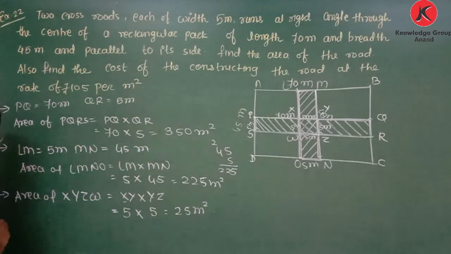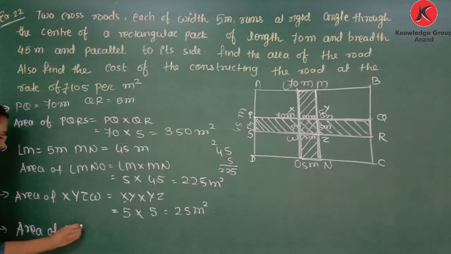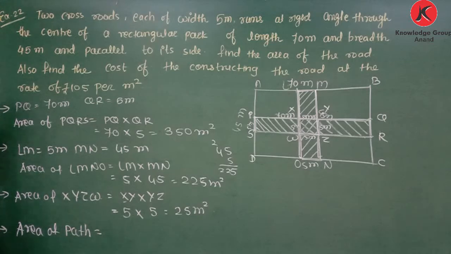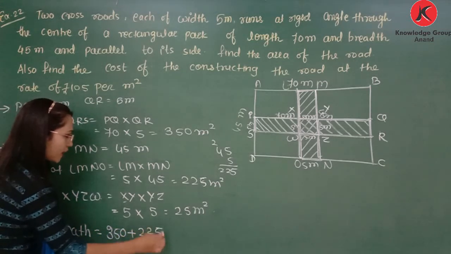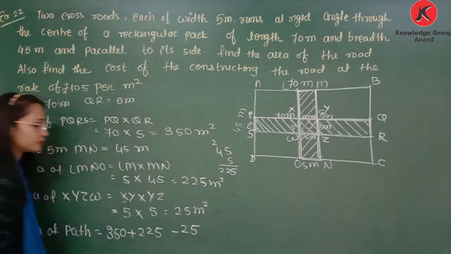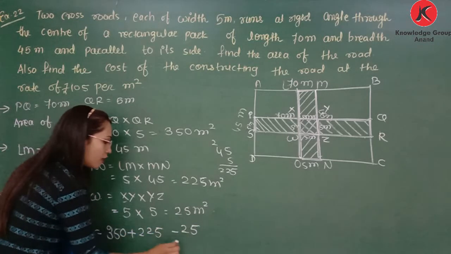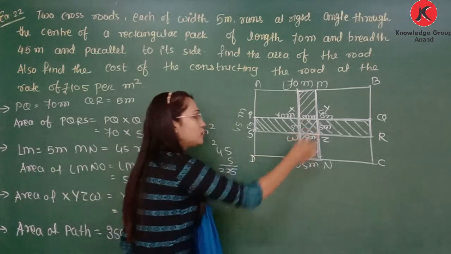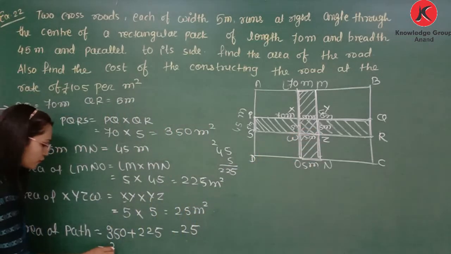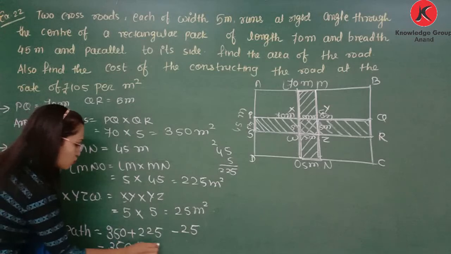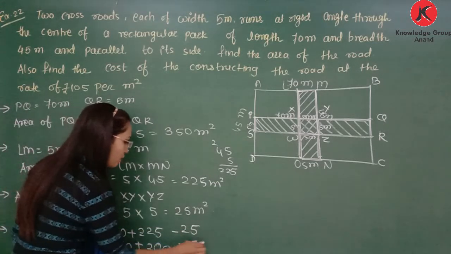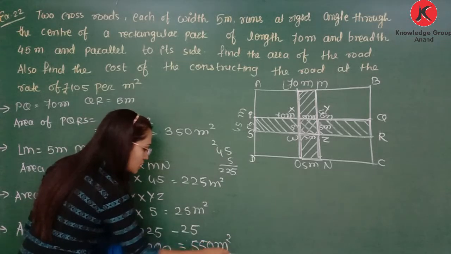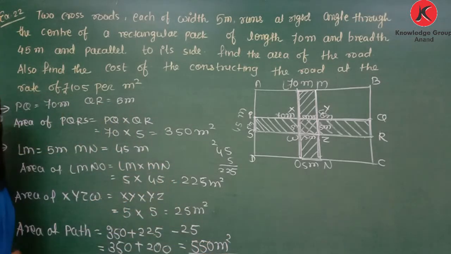Now the area of path. Area of path is what? 350 plus 225 minus 25. We need to subtract the area of the central square because it is calculated 2 times. That's why 350 plus 200, since 225 minus 25 is 200, so it is 550 meter square. This is the area of the path.